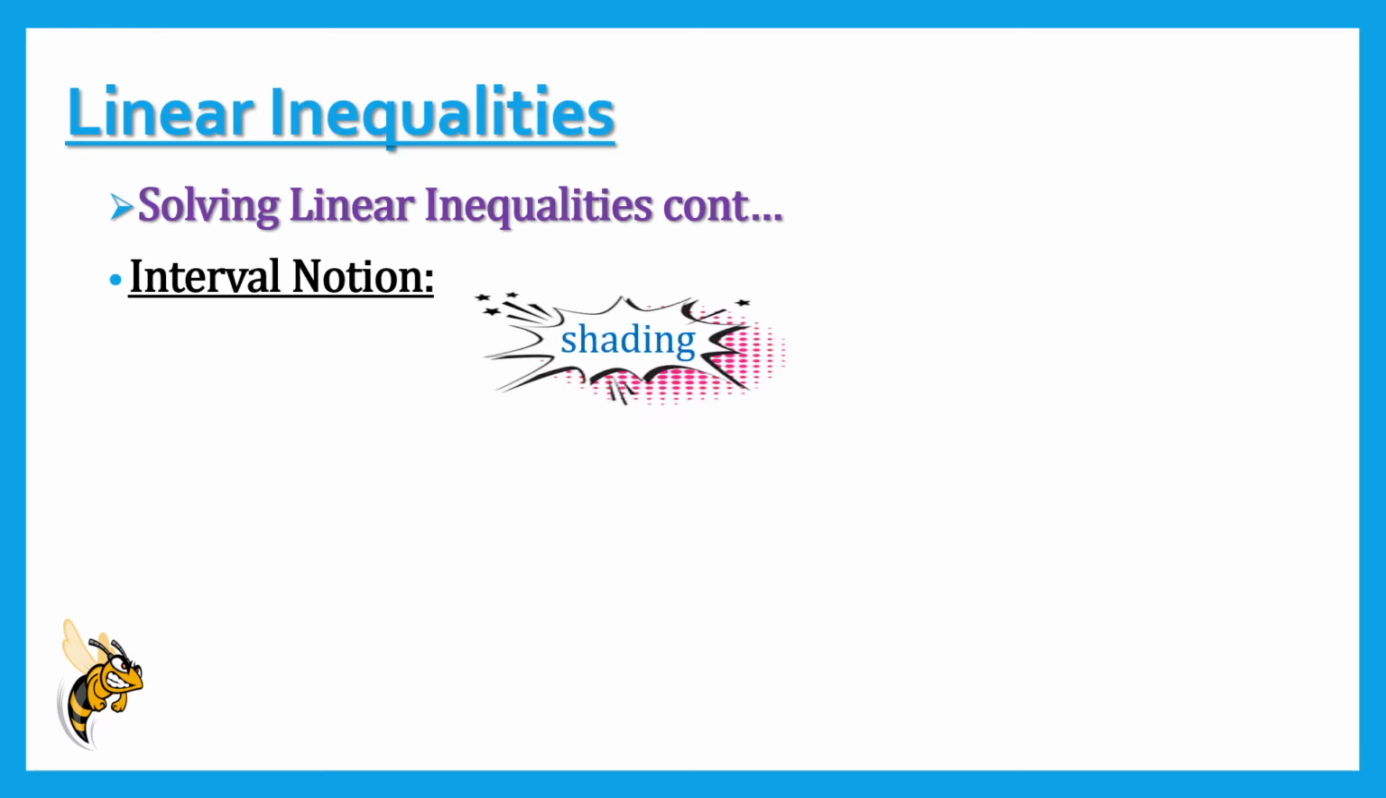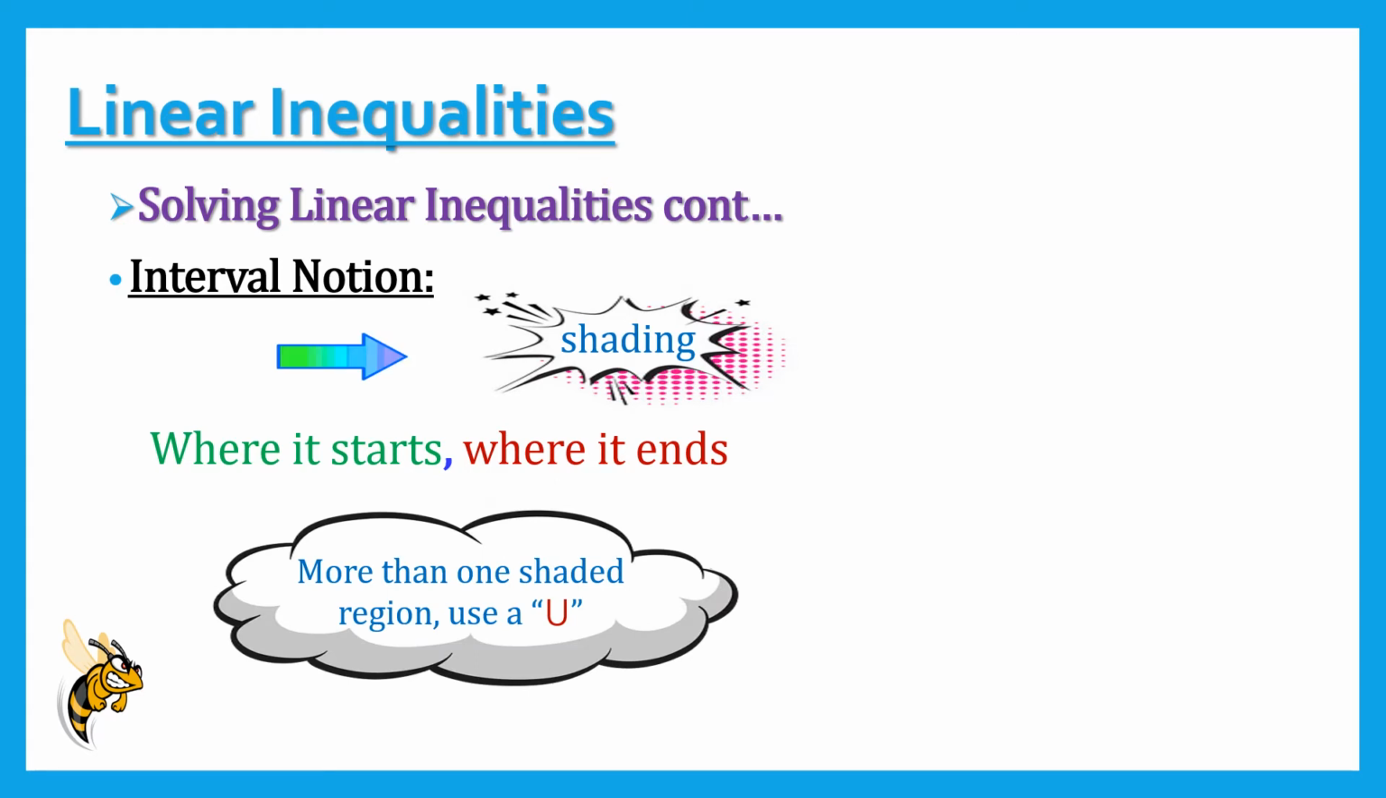Set notation when we're analyzing the shading. We always go from left to right when we're reading it. We want to figure out where it starts, comma, where it ends. By any chance, if there is more than one region that is shaded, you need to unite them by using the U symbol for uniting more than one piece or set.